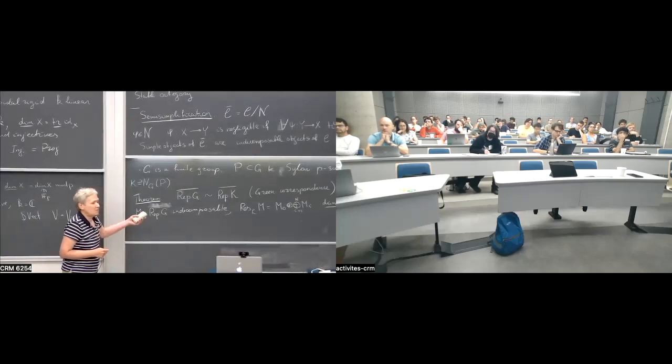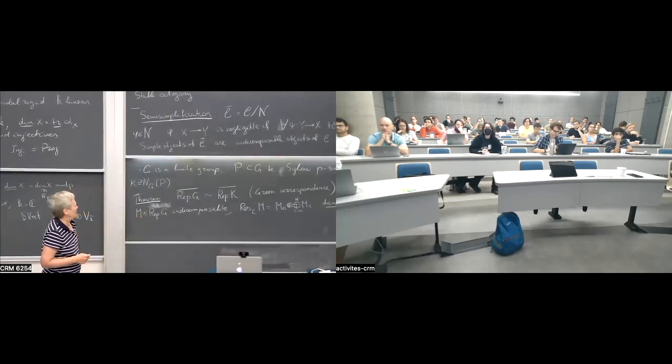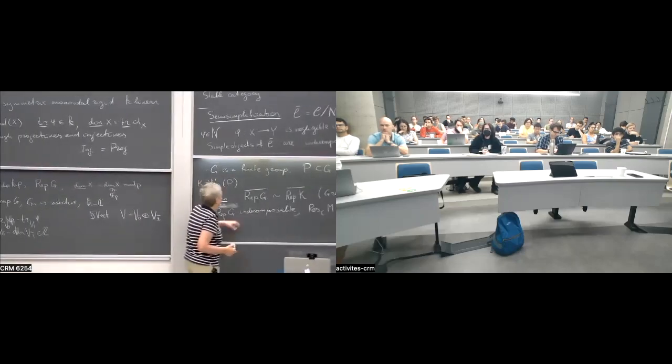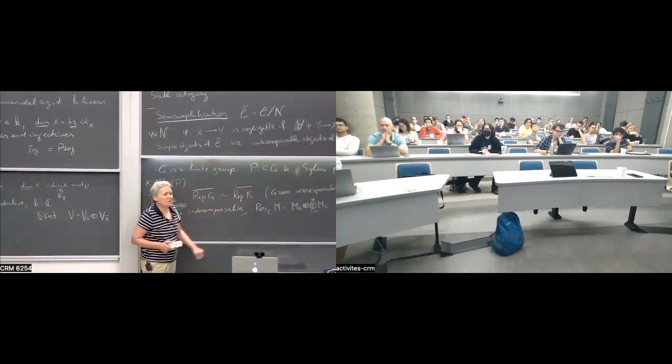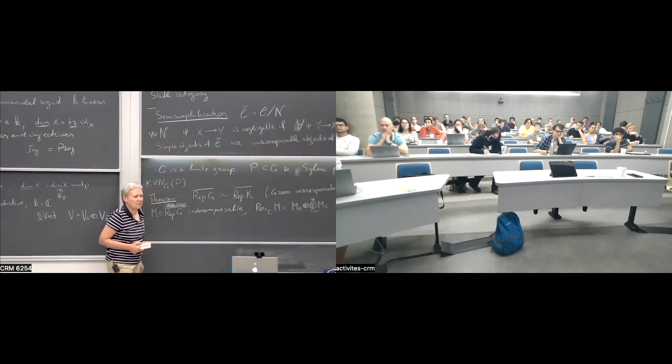Okay, so this is a functor, and you can take an induction. It's not a very difficult theorem, and basically it follows from this Green correspondence in this particular case. So there is a bijection between the indecomposable representations of non-zero dimension over G and over K. Okay, so this is the first theorem.